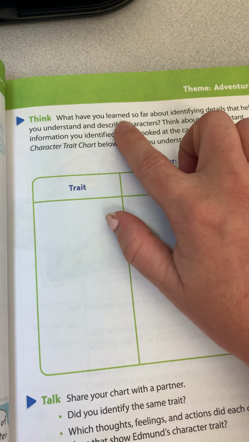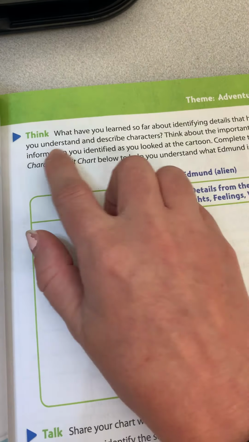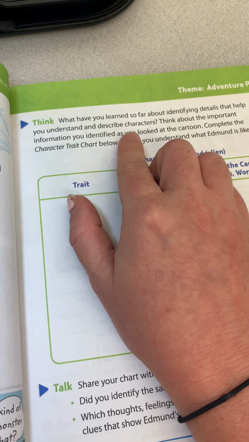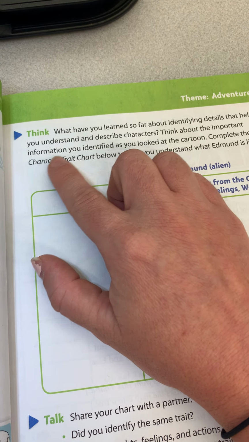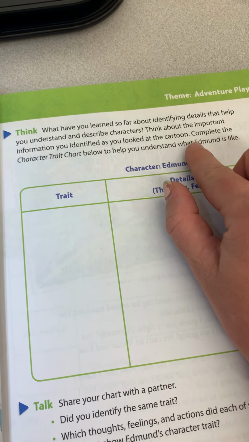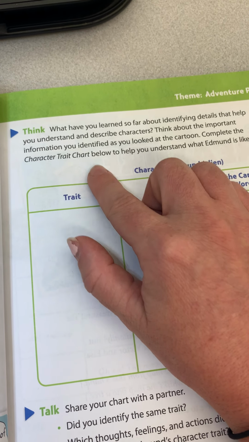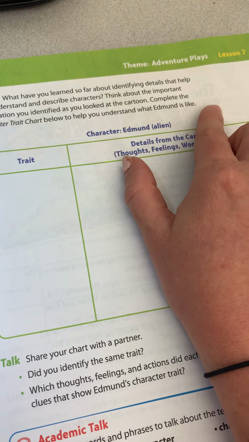What have you learned so far about identifying details that help you understand and describe characters? Think about the important information you identified as you looked at the cartoon. Complete the character trait chart below to help you understand what Edmund is like.